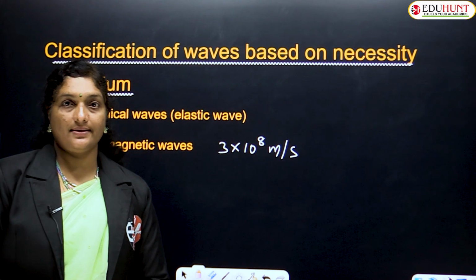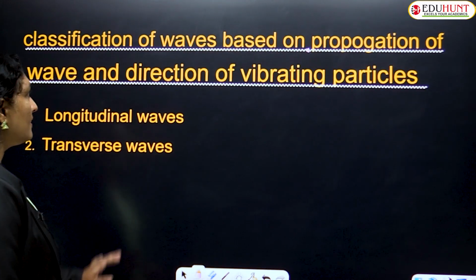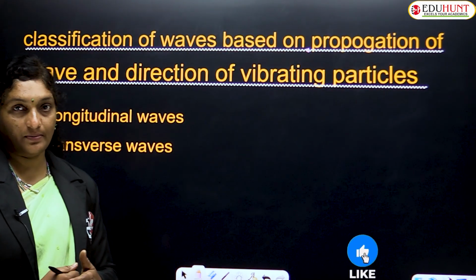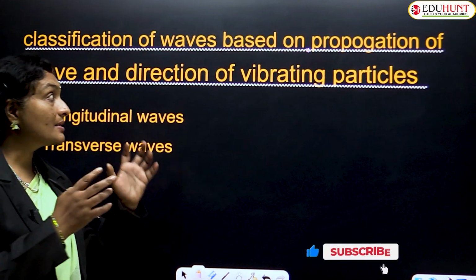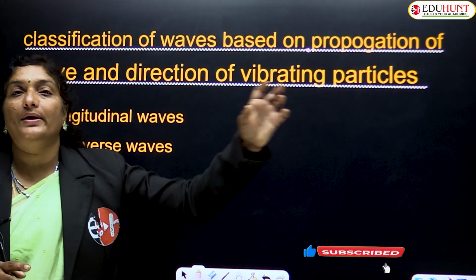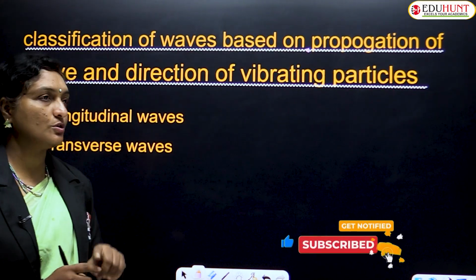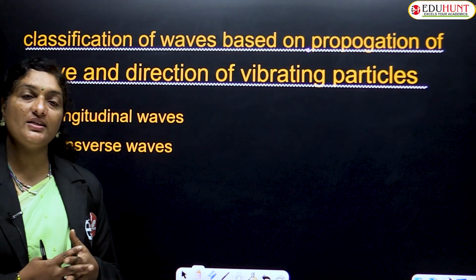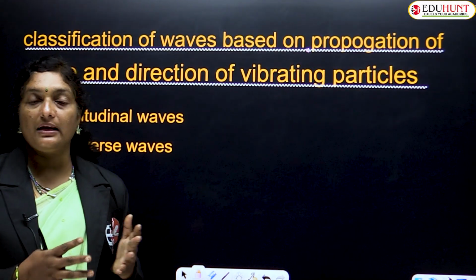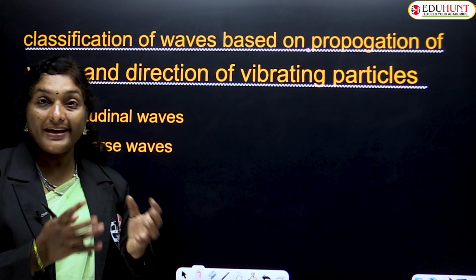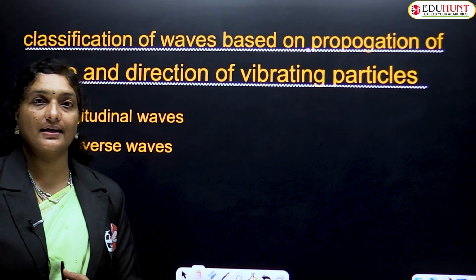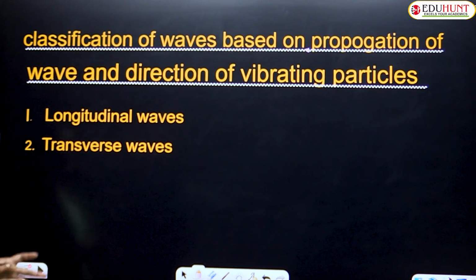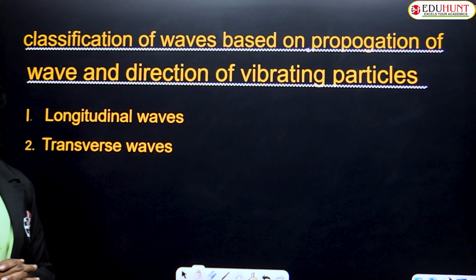So children, now let us look at another classification of waves. Children, on the basis of the relative direction of propagation of the wave with respect to the direction of the changes in the medium. What type of changes? The changes can be like displacement, pressure, density. So based on these factors, again waves are classified into two categories. One is longitudinal waves and the other is transverse waves. Let us try to understand them in detail now.